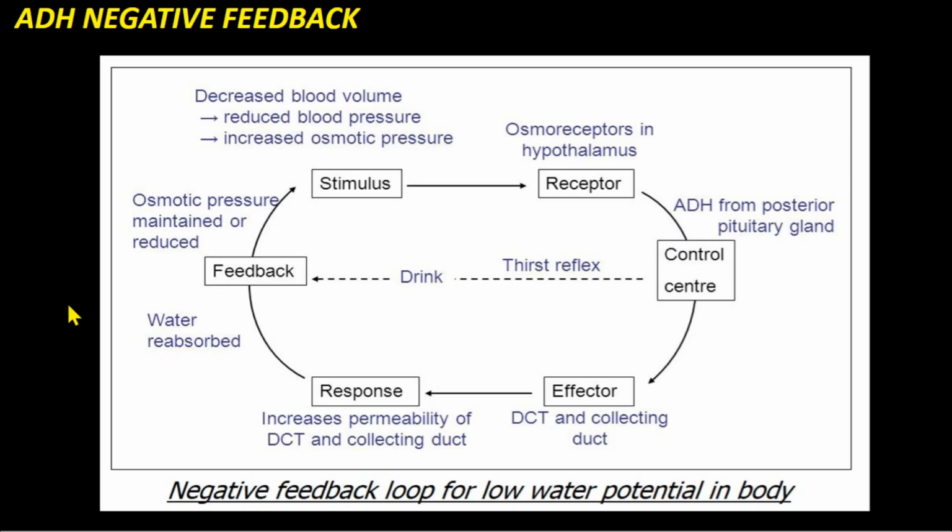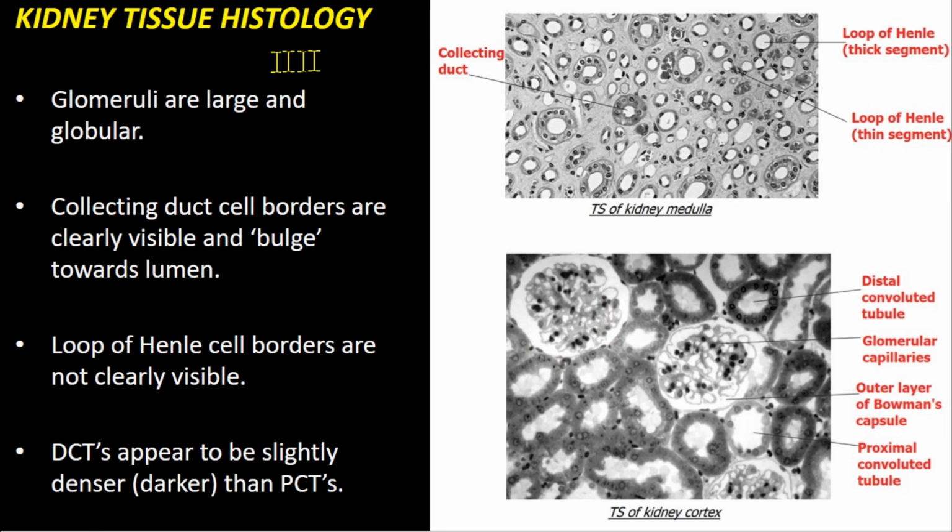Feel free to pause the video and take a look at it. Now let's look at the kidney tissue histology. First are the transverse sections of a kidney medulla and the kidney cortex. If you have to look for glomeruli, they're very simple to locate. They're large and globular. They look kind of brain-like in my opinion.